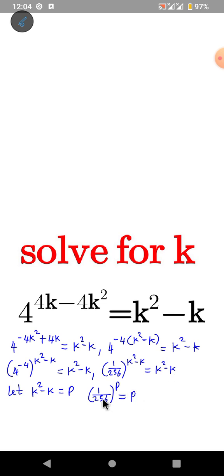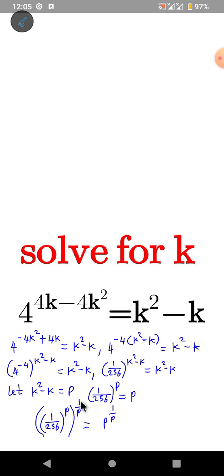P. Then now my next step now will be to raise both sides of this equation to the power of 1 over p to eliminate this p here. So I'll first of all write this equation again. 1 over 256, close my bracket, all raised to the power of p equal to p. Now I'll raise both sides of this equation now to the power of 1 over p. So I'll put a bracket here now. So I'll raise here now to the power of 1 over p. Then also I'll raise this to the power of 1 over p.